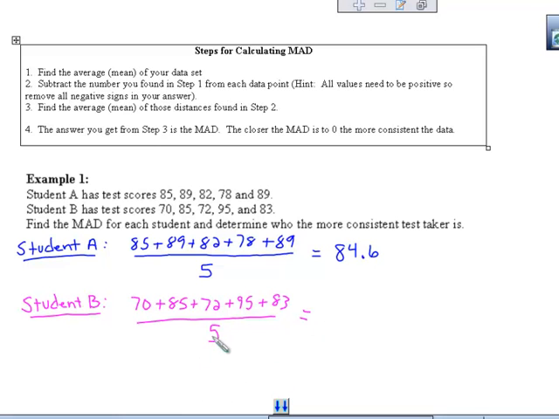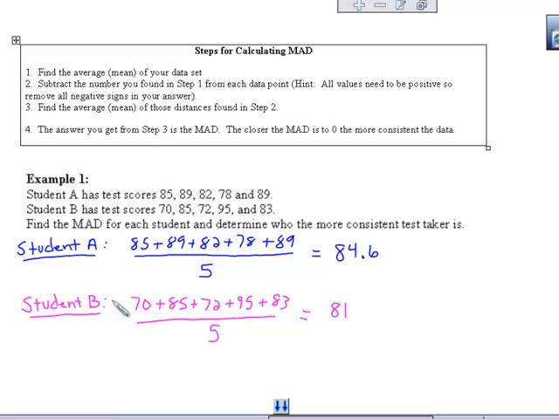When I add all of those numbers up and then divide by 5, I will get a mean score of, excuse me, not 51, 81. So these are the mean or the average scores for student A and student B. What we want to determine is who is more consistent. So we need to find the MAD.